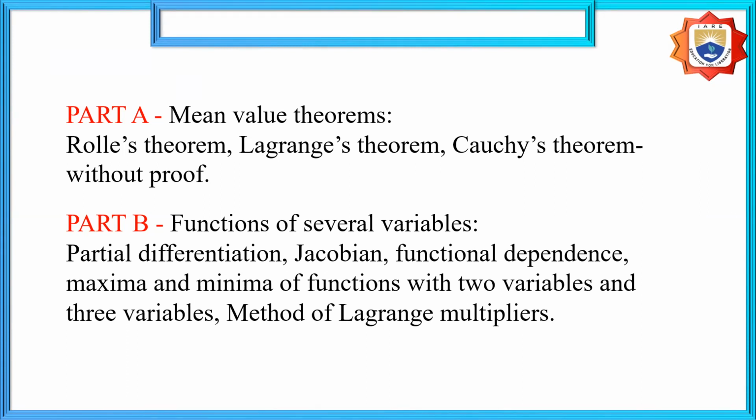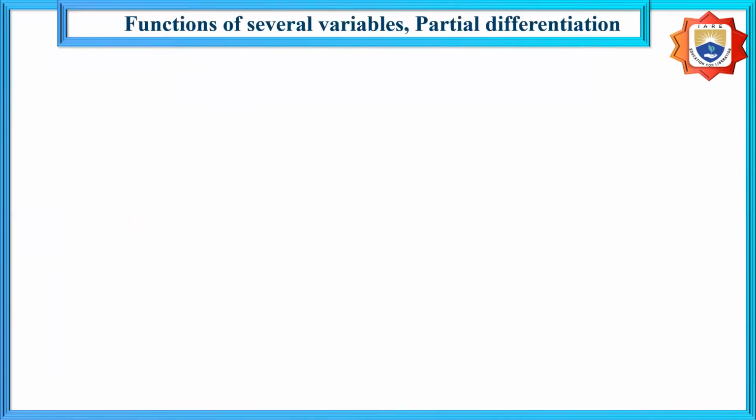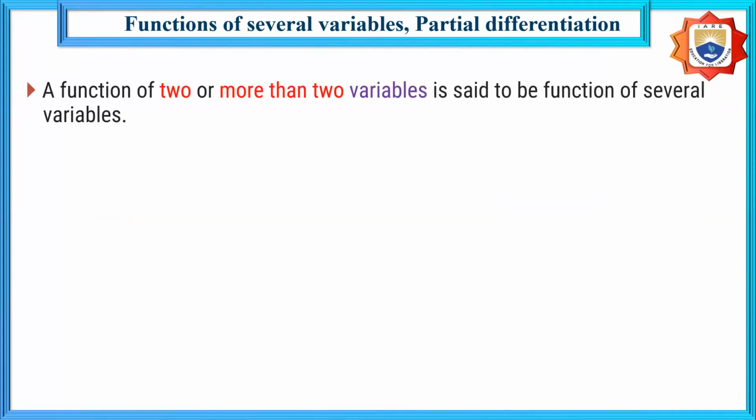Yes, anyone? How do we define functions of several variables? Let me know. A function of 2 or more than 2 variables is said to be a function of several variables. The variables may be x, y, z or x, y, whatever it may be. Several means at least 2 or more. This is the meaning here.